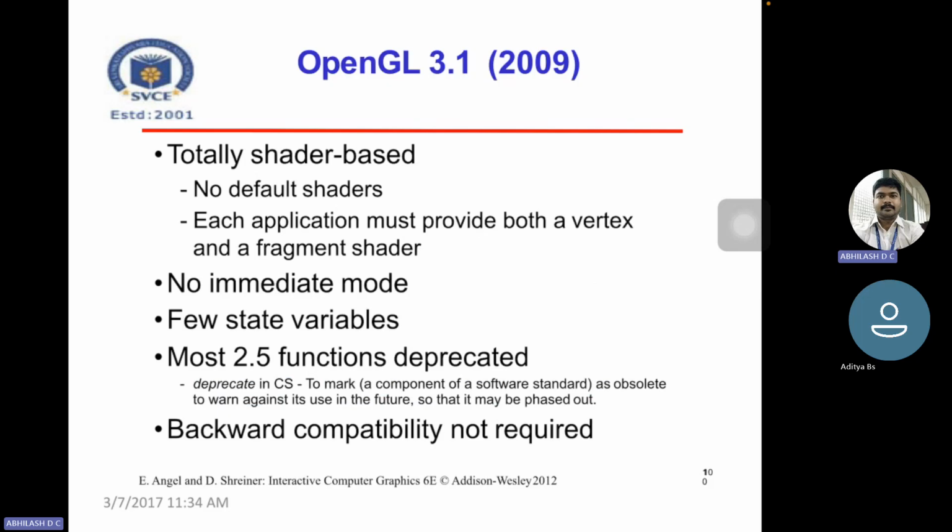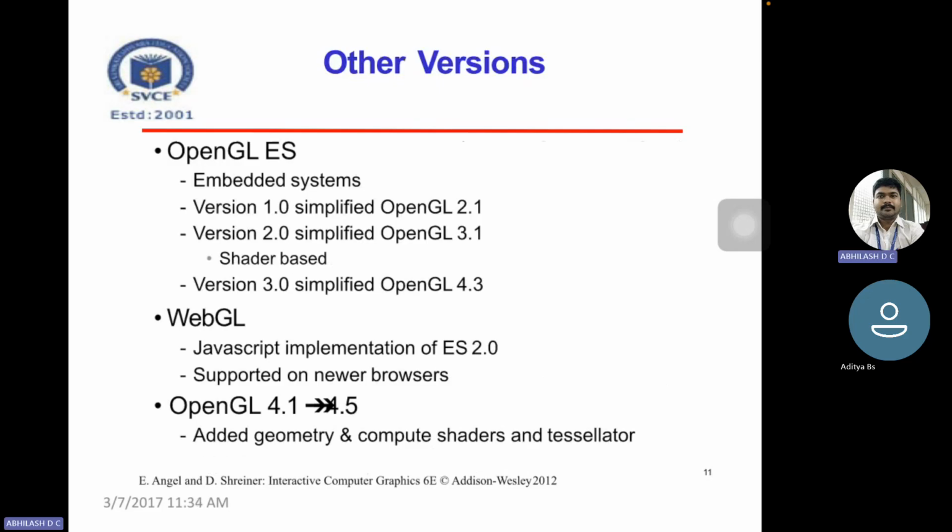So in 2009, many changes happened. The only thing which is required here is backward compatibility, because any newer version should always support the previous older version. That is important. So many versions came into the picture, like 2.1, 3.1, 4.3. Later, we also had this graphics system supporting web-related applications also.